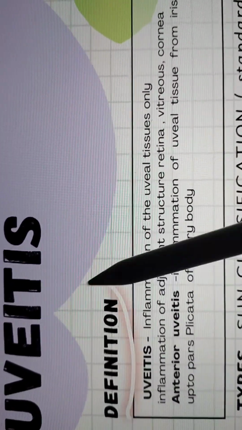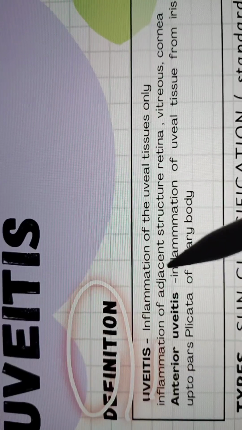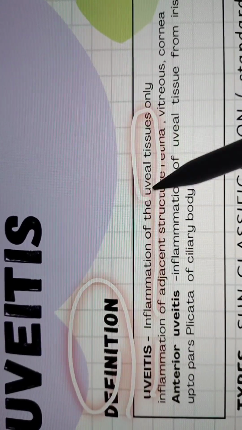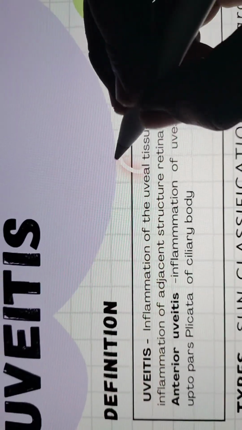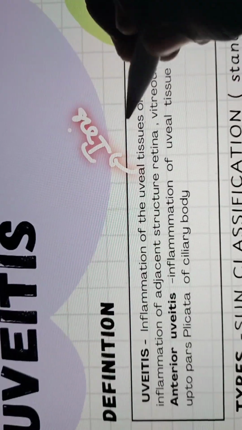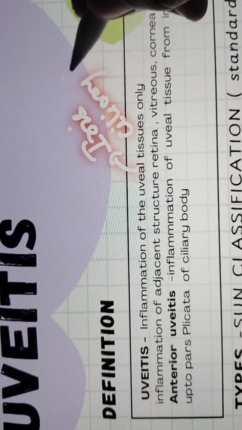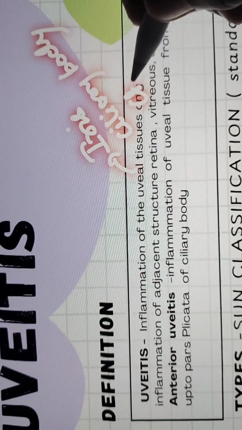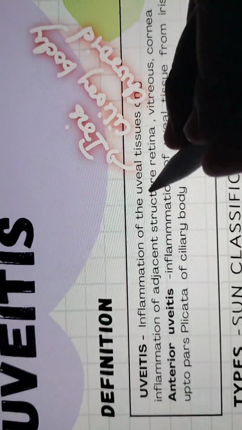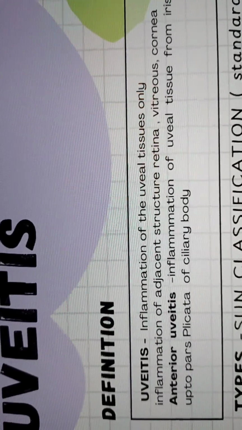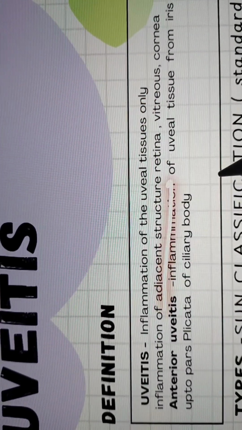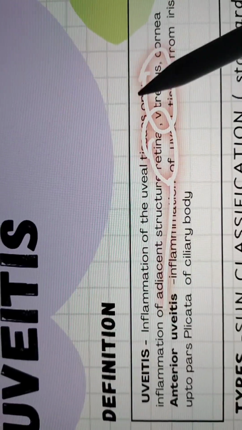First, definition. So what is uveitis? It is an inflammation of the uveal tissues. So what are the uveal tissues we have in the eye? We have iris, we have ciliary body, and your choroid. So these are the uveal tissues, and we also get inflammation of the adjacent structures such as retina, vitreous humor, and the cornea.